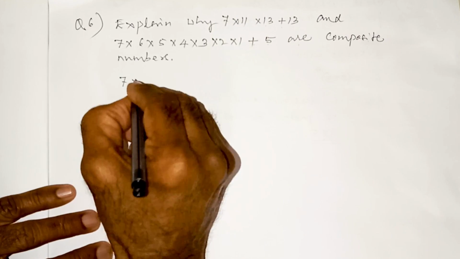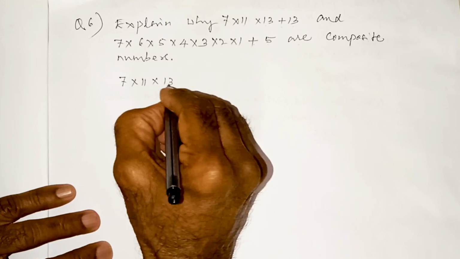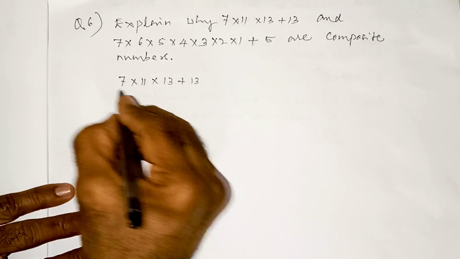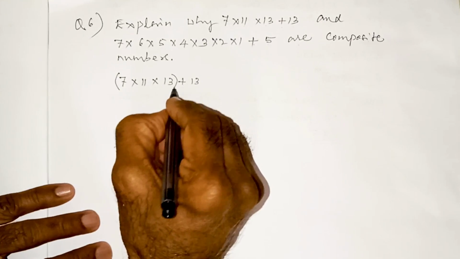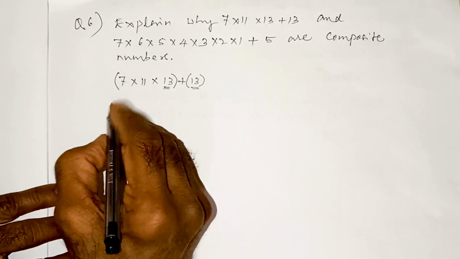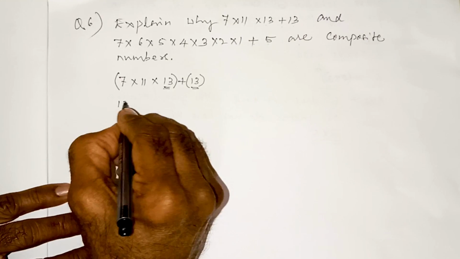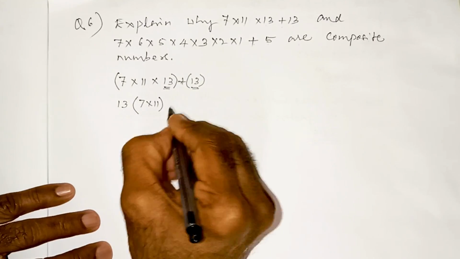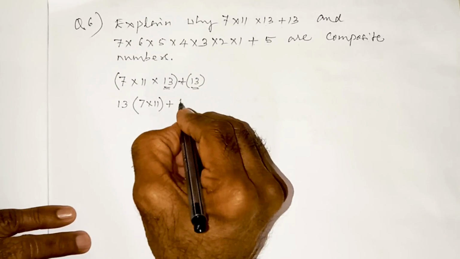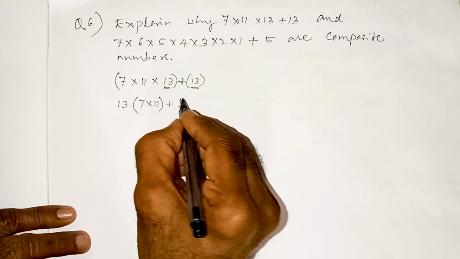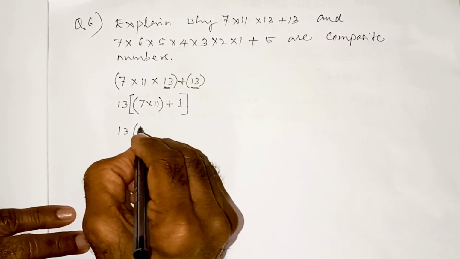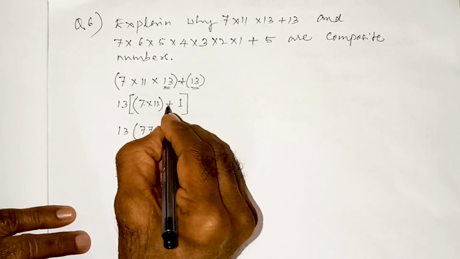First number is 7 into 11 into 13 plus 13. Now what you have to do? You have to simplify this. Now this is one term, this is another term. Let us take 13 as common factor. You can do it whichever way you want. I do this way. I take 13 and the balance I write down as 7 into 11 plus 1. When you take out 13, this is the balance. Now I write down 13 into 77, 7 into 11 is 77, plus 1.